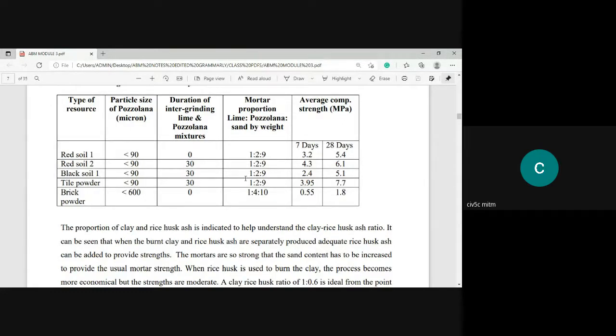Mix it with this combination. You can see the fantastic magic it does: 7.7 MPa you can obtain. Like that, with the brick powder, now let us increase the size. Instead of 90 micron size, let me go with less than 600 micron. What will be the change? If grinding is not done along with the change in proportion, you can see an enormous decrease in compressive strength.